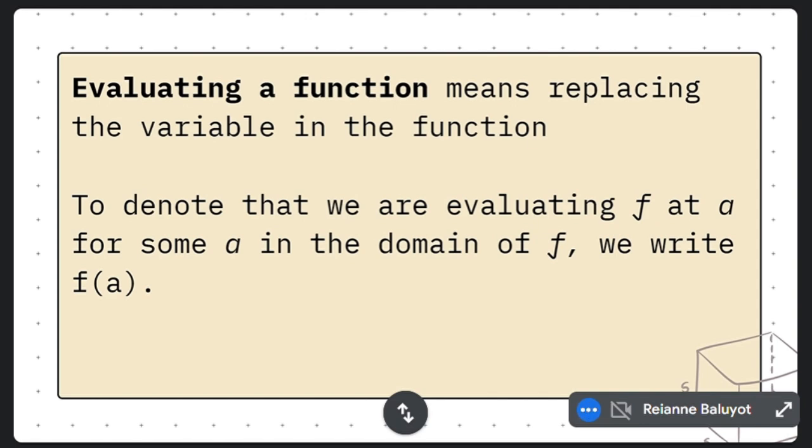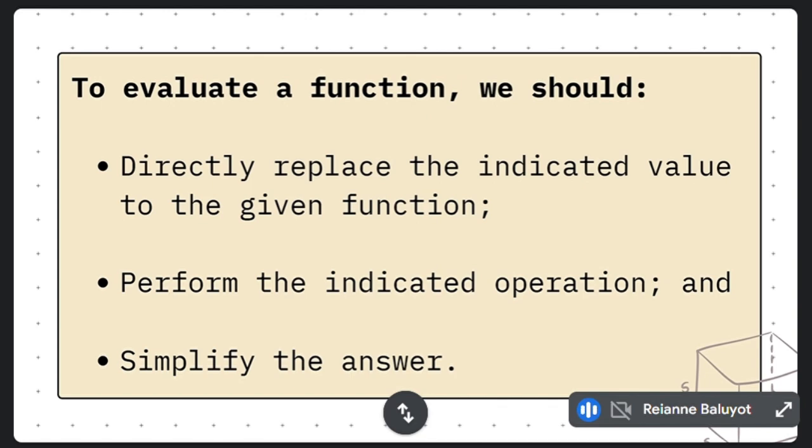Okay, we are replacing, or in other words, we are substituting. To denote that we are evaluating f at a, for some a in the domain of f, we write f of a. So for example, f is the function and a is the value, so we just substitute the a into the function and we conclude with f of a.